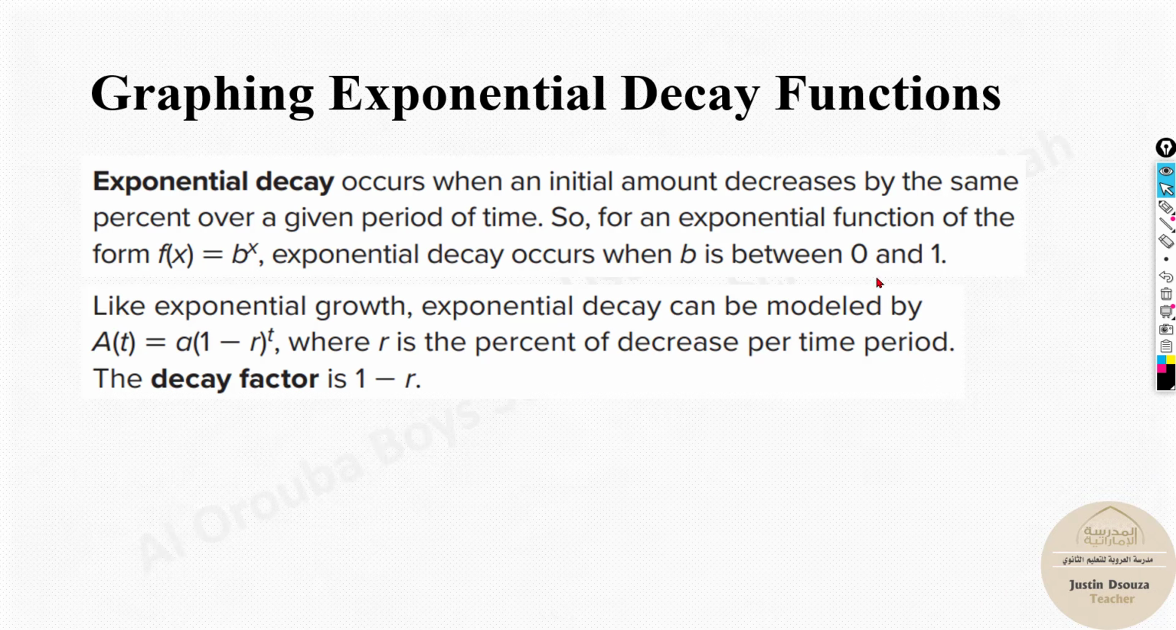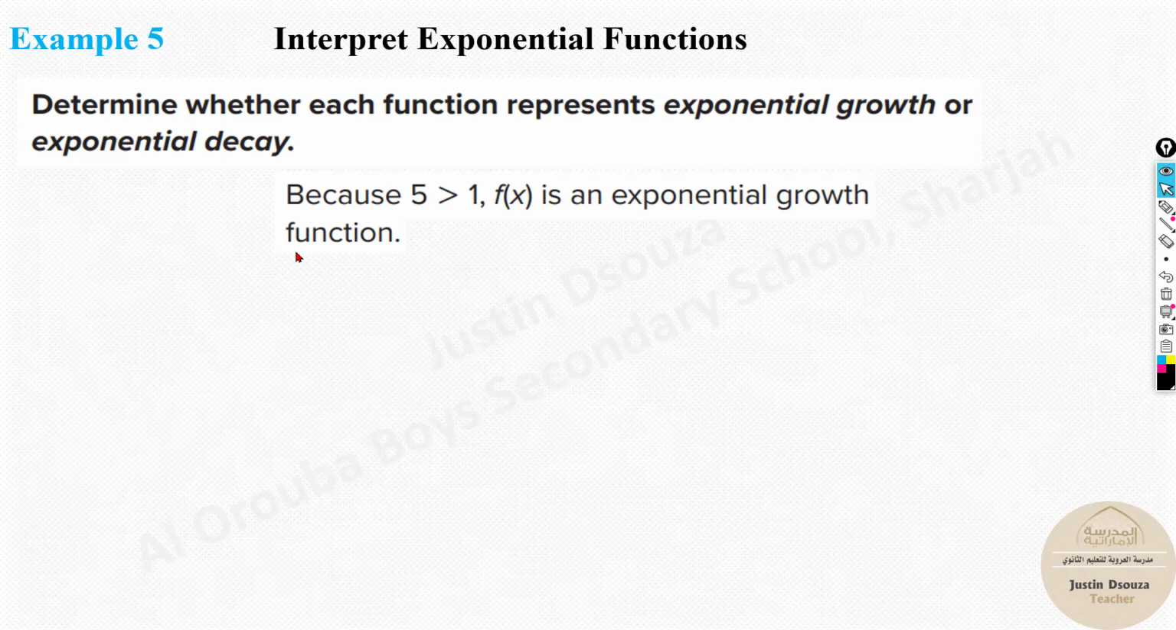You can just read through this. Now the most important thing is the function. The formula is the same, but (1 minus r) whole power t, and the decay factor is 1 minus r. So this is the thing. And always remember the base b must be between 0 and 1. So this is the thing about decay functions. Let's now look into the problems over here. Sorry for the animation over here.